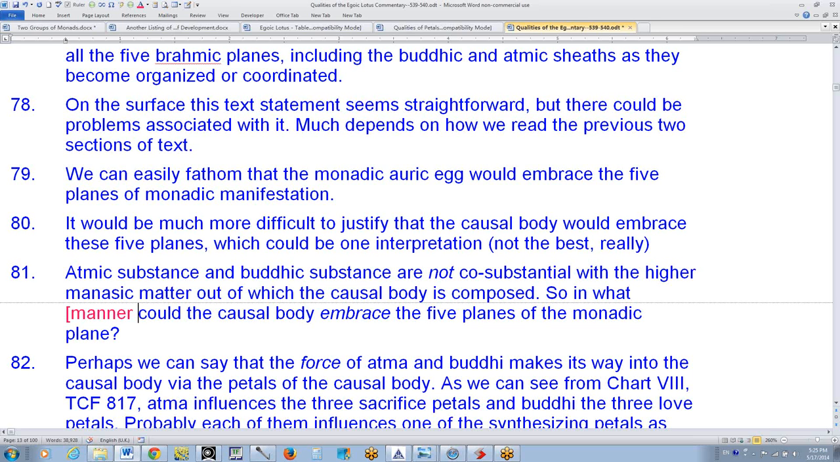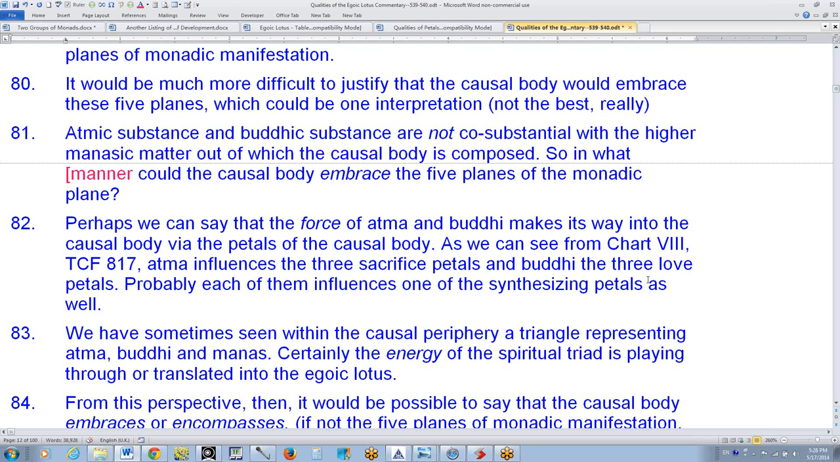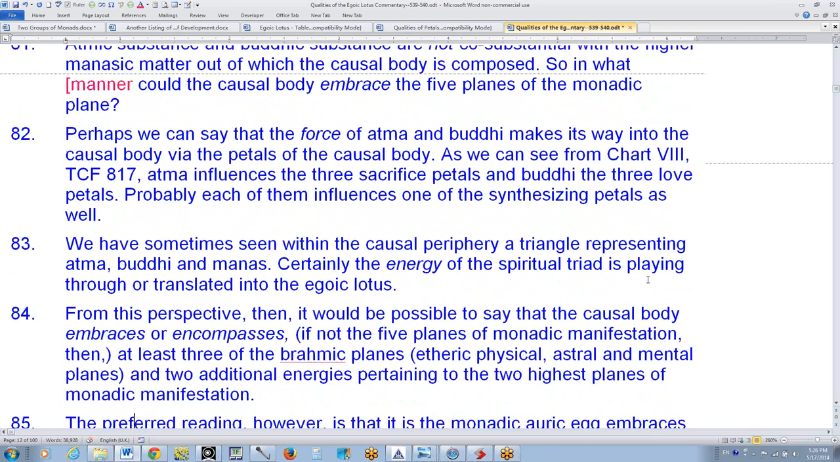We can say that the force of Atma and Buddhi make their way into the causal body via the petals of that causal body. And we can see that in chart 8. Atma influences the sacrifice petals, Buddhi the 3 love petals, and probably each of them will influence one of the synthesizing petals, yes.